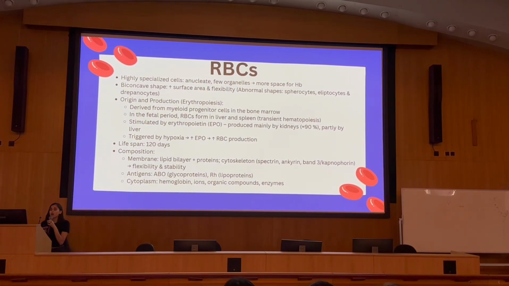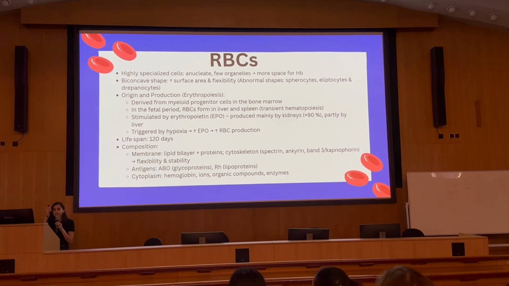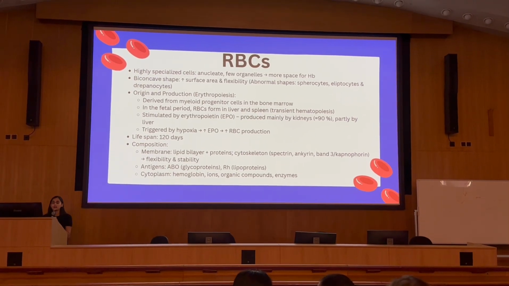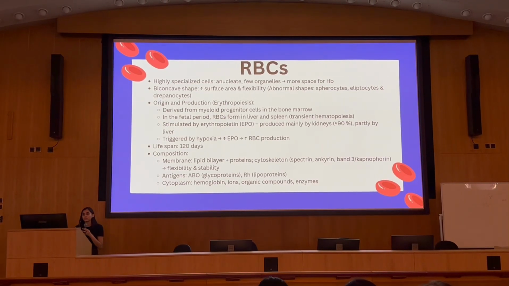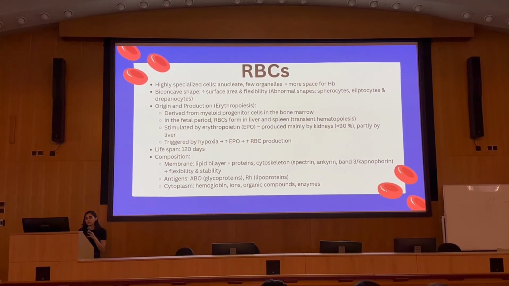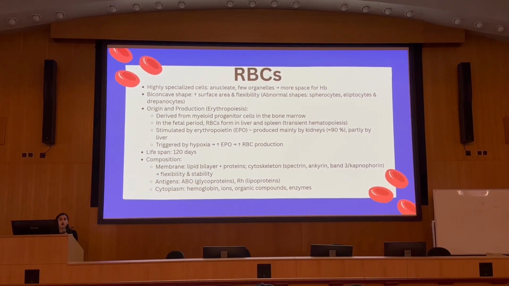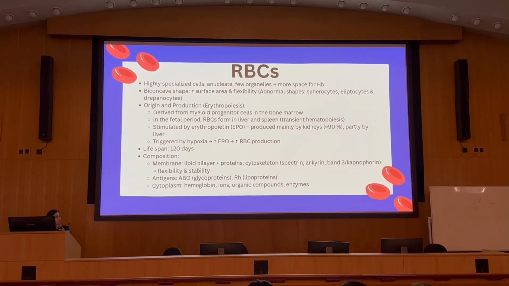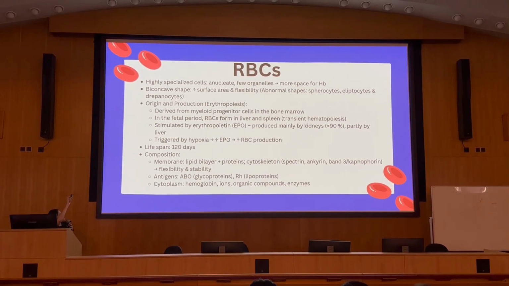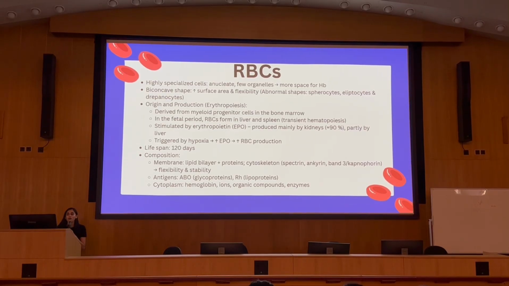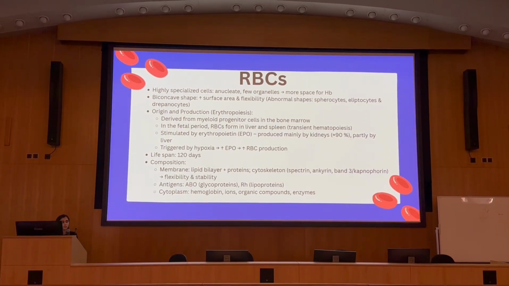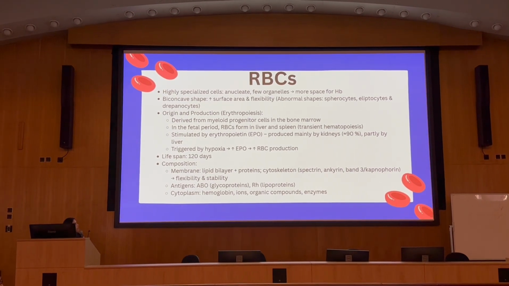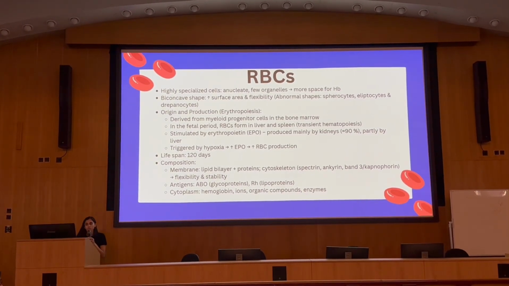Okay, so RBCs. RBCs are really specialized cells that are enucleate, and they don't have mitochondria or any organelles. This is to create more space for hemoglobin. They have a biconcave shape with an indent, as you can see in the picture. This indent helps it become flexible, and it also helps it squeeze through capillaries, and this avoids rupture.